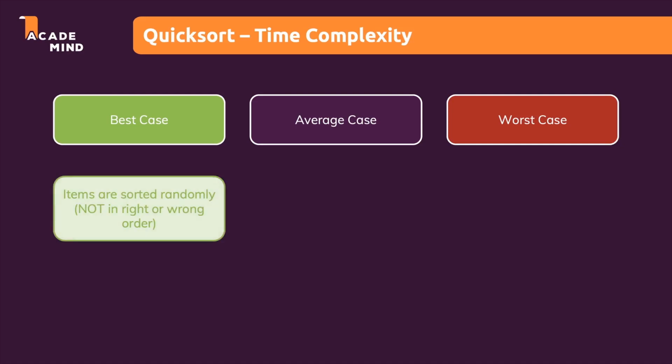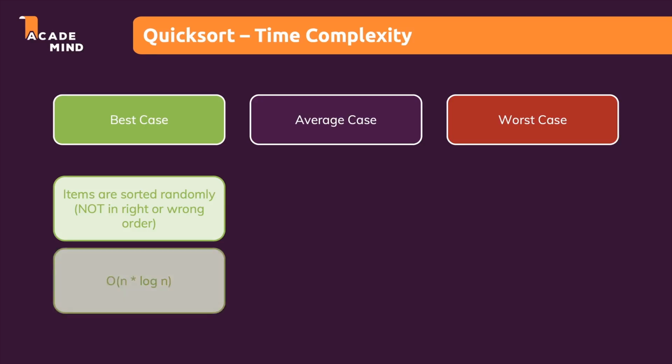Now, the best case is actually that the items are sorted randomly, so that they're not in the right or wrong order. If that's the case, then this algorithm is able to perform best. And I can tell you that in that case, it will have a time complexity of big O n times logarithm of n. Now, we'll derive that ourselves in just a second. I can already tell you that this will be the case.